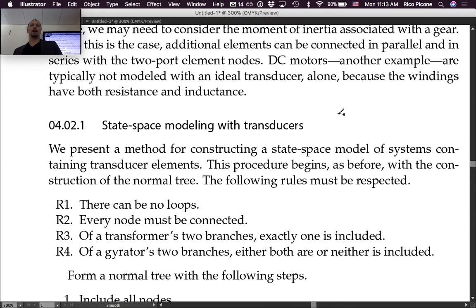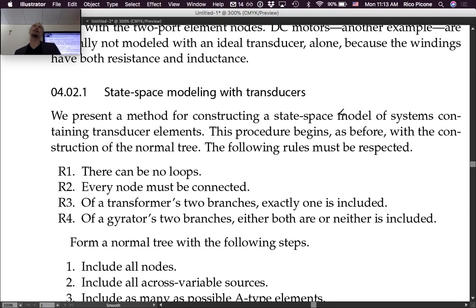Okay. Good. So state space modeling, so that was linear graph modeling mostly. So state space modeling with transducers. We present a method for constructing a state space model of systems containing transducer elements. Just as before, we had a method of taking linear graph models and making state space models from them. We want to have that same method to include now transducer elements. This procedure begins, as before, with the construction of the normal tree.